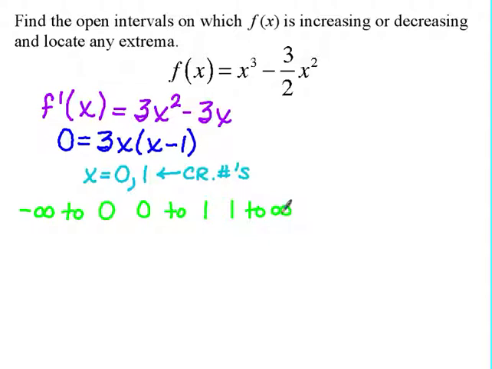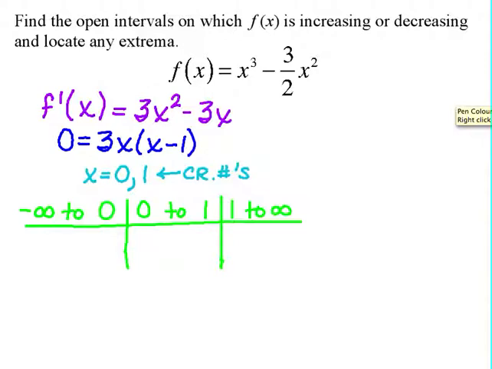Now this is a little key. If you have one critical number, you're going to have 2 intervals. 2 critical numbers, 3 intervals. 3 critical numbers, you'll have 4 intervals. So you're always going to have one more interval than you have critical numbers. So now I'm just going to go ahead and draw a little table like that. Now my next task is going to be to pick a value in each of those intervals.